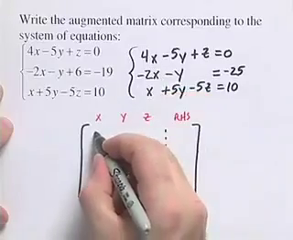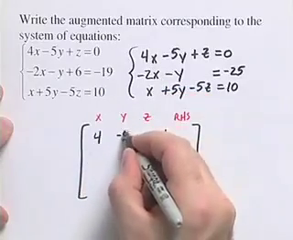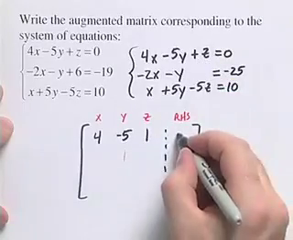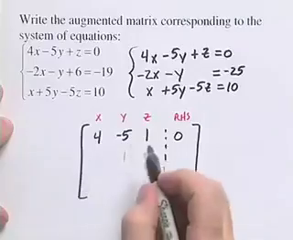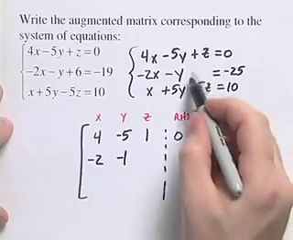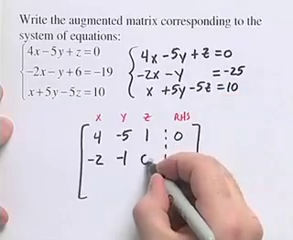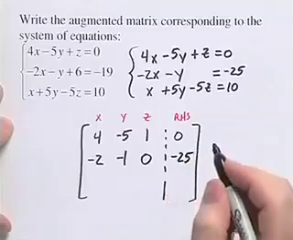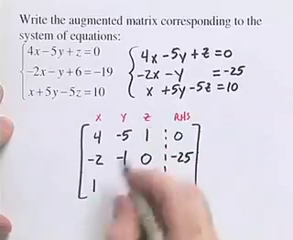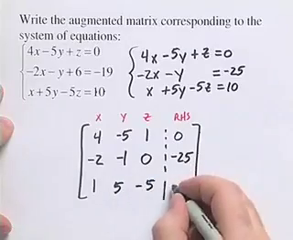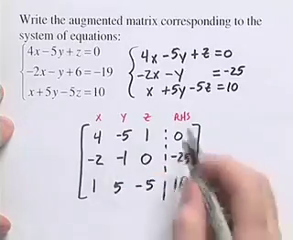So here we get 4, negative 5, 1, there's this implied coefficient of 1, and the right-hand side is 0. For our next equation, we'll have negative 2, negative 1. There's no z term, so we're going to use 0 as our coefficient. And the right-hand side is negative 25. Then we get 1, again the implied 1 there, 5, negative 5, and 10. And we have our augmented matrix.